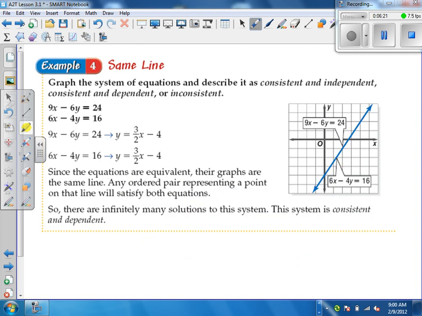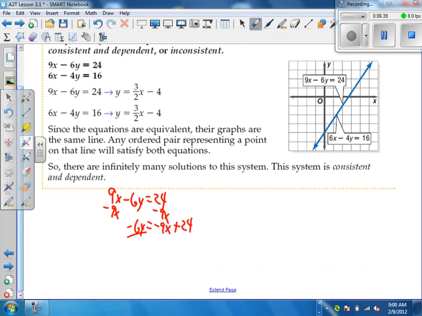Next one, this one's going to be a same line example. Notice you got 9x minus 6y is equal to 24. So if we're going to solve for y, we're going to subtract 9x. So negative 6y is equal to negative 9x plus 24. We're going to divide every term by negative 6. So y is equal to, negative divided by negative cancels out. Reduce 9 over 6, but leave it as a fraction to be able to graph it. So 9 over 6 would be 3 over 2. So 3/2 x. 24 divided by negative 6 is negative 4. So there's the first one.